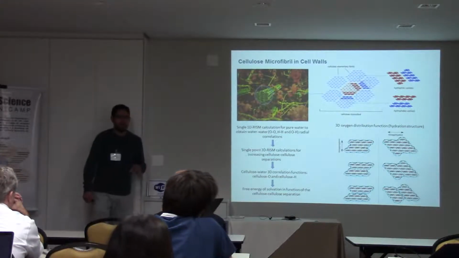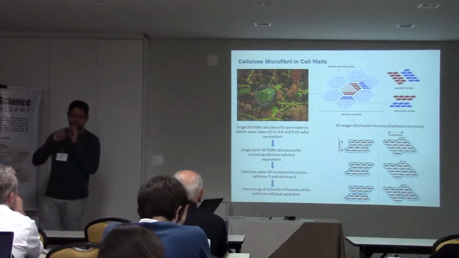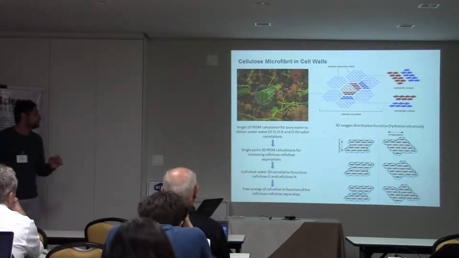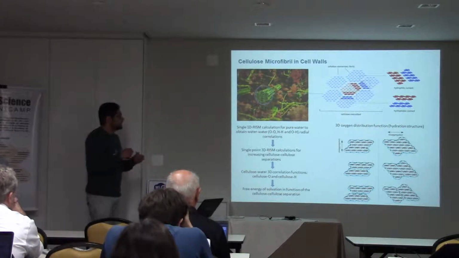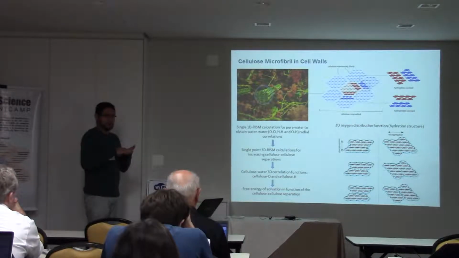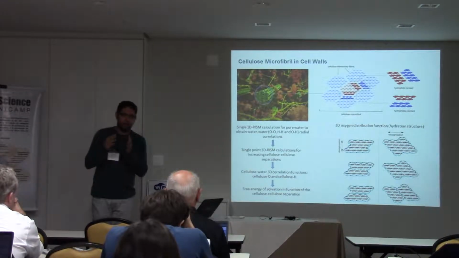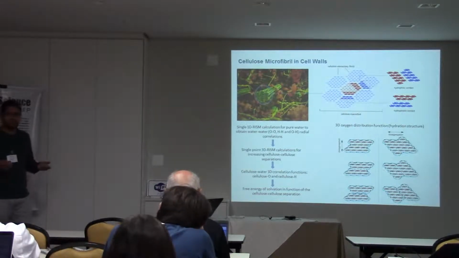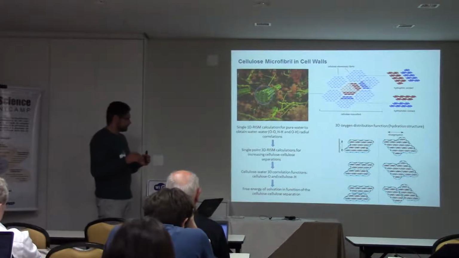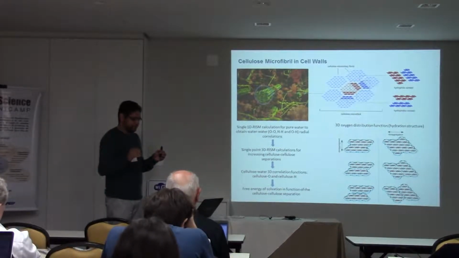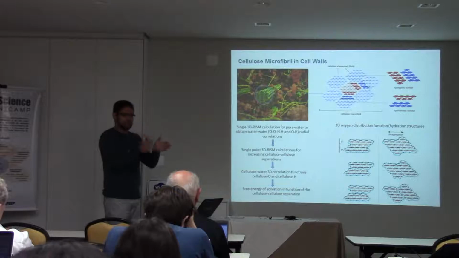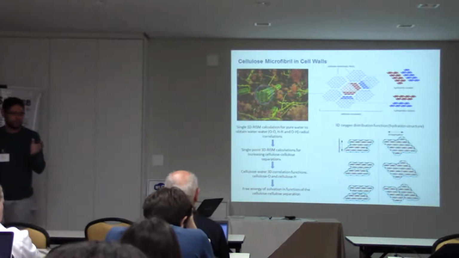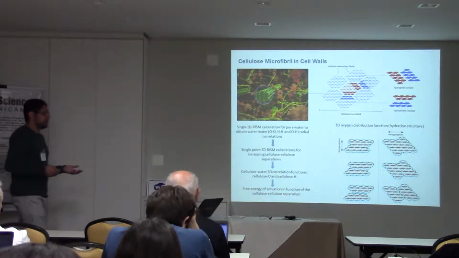But in the cell wall, the cellulose is not just one fiber. There are a lot of different fibers, and these fibers interact with each other. So what we want to do here is to compute how one fiber will interact with another. It depends on the solvent, right? Because if you have a solvent layer in between two fibers, this solvent layer will affect the effective interactions between these two fibers.